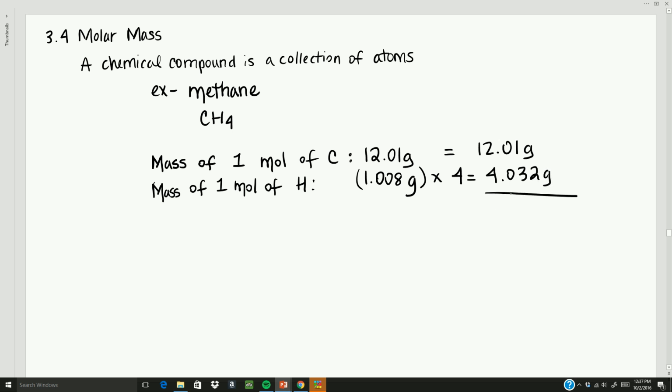Okay. And then we just add those numbers together. So we need to calculate the atomic masses for each element within our compound and then add them together to get a total molar mass. So our total here is 16.04 grams with proper sig figs. And remember, this is per 1 mole of CH4 or methane. So that is our molar mass of methane.